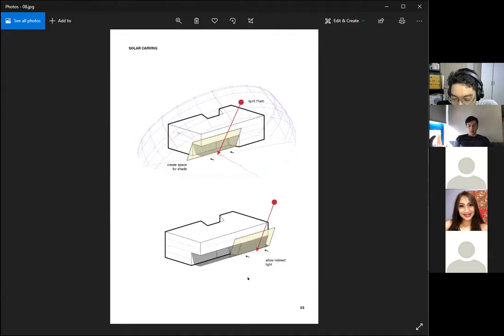Then, with that, I started to do the solar carving. So since yung front ng building ko is para siyang park, an open area, nandun naglalaro yung mga families, I decided to create space for shade since yun yung entrance ng building. Then on the other side, I allowed indirect light to come. So parang inislice ko yung building na sakto dun sa angle ng sunlight.